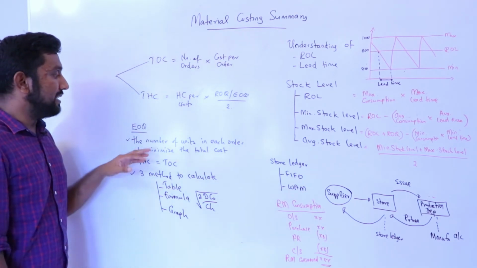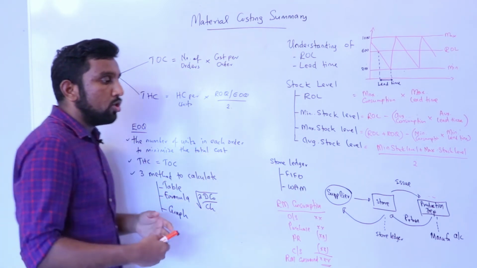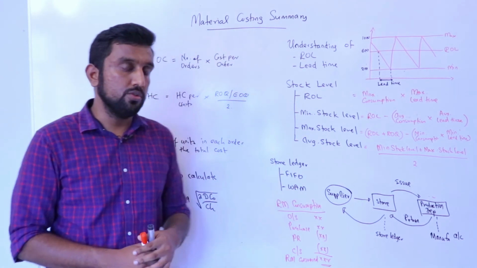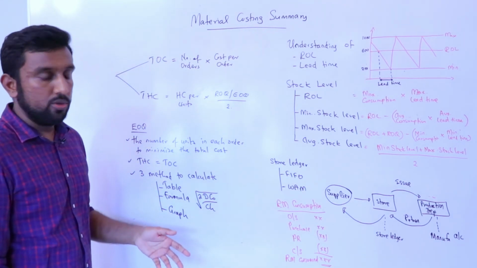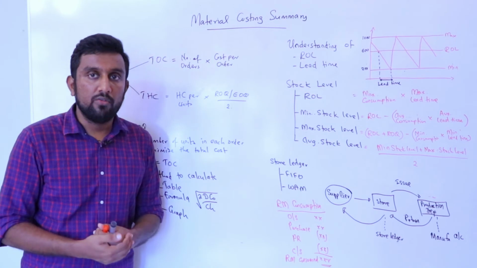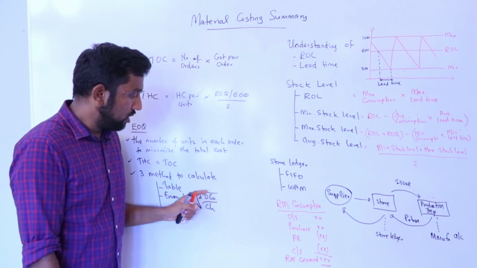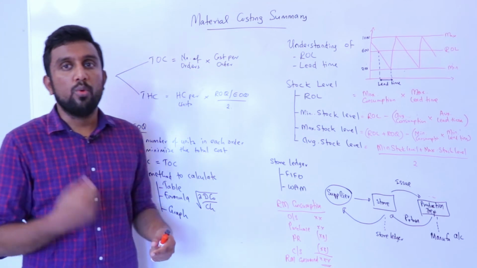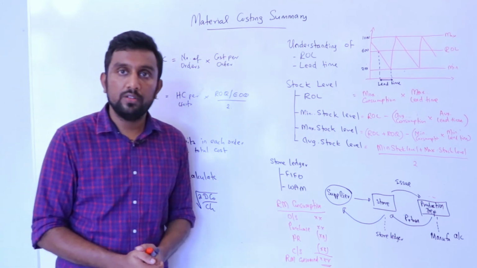Economic order quantity is the number of units in each order to minimize the total cost, so total cost would be less. Total cost means total ordering cost plus total holding cost. There are three methods to find the economic order quantity or EOQ. First one is table. They don't ask you to fill the table, but you should know how to find the value from the table. The second one is the equation, square root of 2D CO over CH. This D is for a year, ordering cost is for one order, not the total, and holding cost is for one unit.